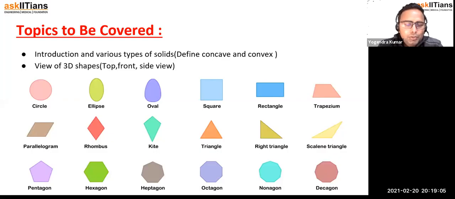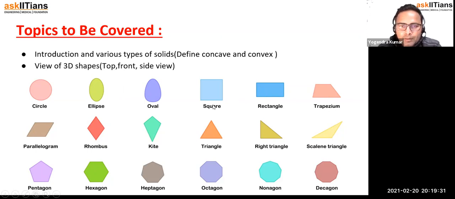So I hope you already know we are going to cover all these topics here. Introduction of various shapes of solids, define concave and convex. View of 3D shapes: top, front, side view, right? We need to understand all of these. So circular shape, you understand, elliptical shape, oval shape, square, rectangle, trapezium, in which we have two parallel sides, right?